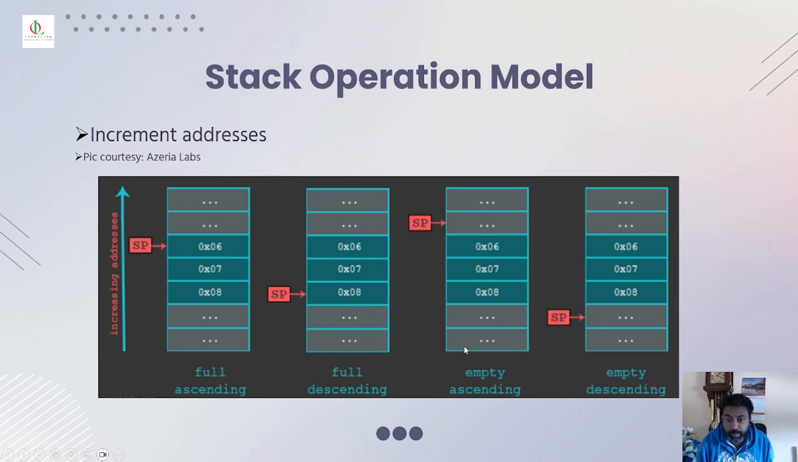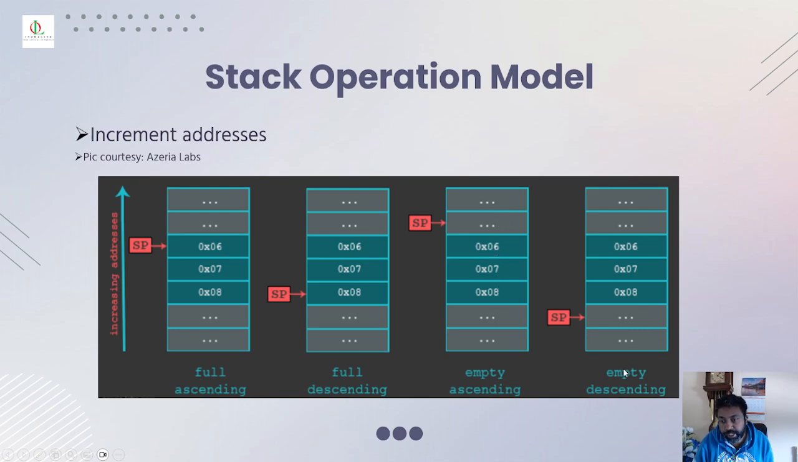And then the third operating model is the empty ascending model. It shows that first the stack pointer will be sitting in a location, and then you will push the data. That's the difference: first you're allocating the location, and then you push the data to store.